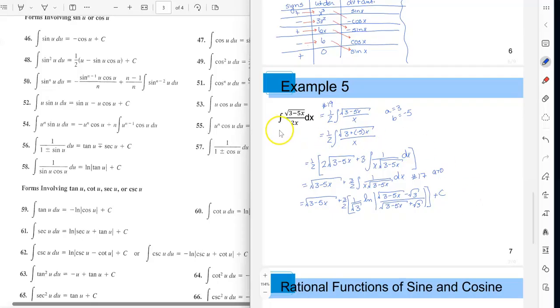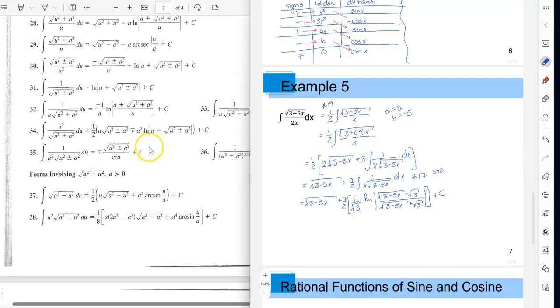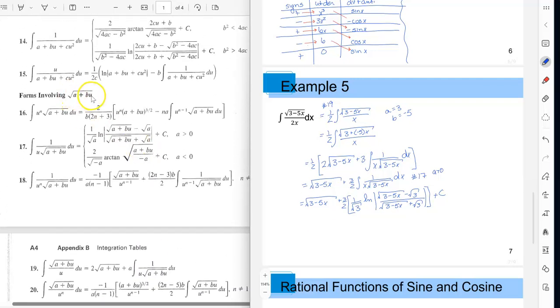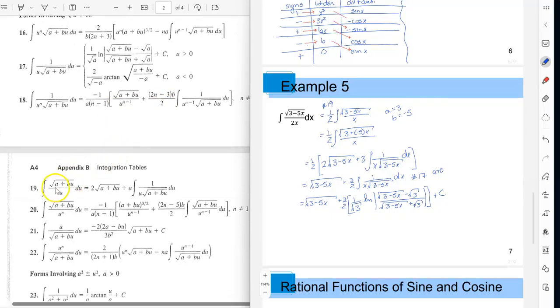In this example, we're looking at integrating the square root of 3 minus 5x all over 2x. So we're trying to find a formula that matches this. So this is going to be in the form of square root of a plus bu. So let's see if we can find something. But we don't have something with a 2 in the denominator. But what if we just factor that 1/2 out? Because that's the same thing as what we started with. Now we can fit that number 19 here.